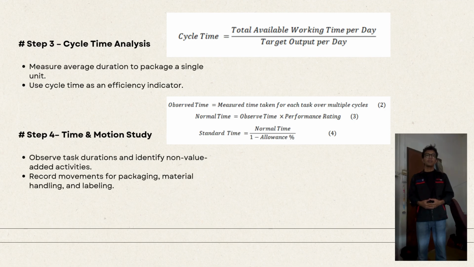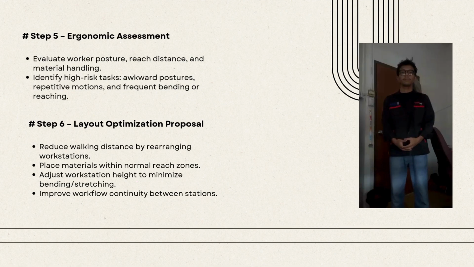As you can see, the flow of the time and motion study in equation. The time motion study quantifies how much time is wasted on unnecessary action, helping focus improvement efforts on tasks that slow down productivity. For step 5 is ergonomic assessment. Ergonomic assessment identifies factors causing fatigue and reduced productivity, informing workstation redesign for worker comfort and efficiency.